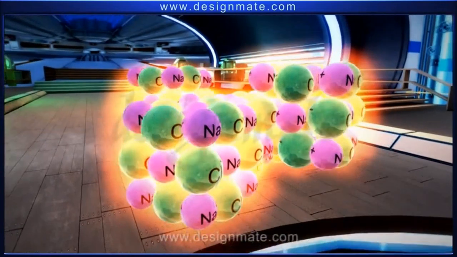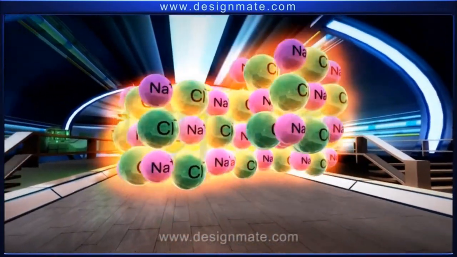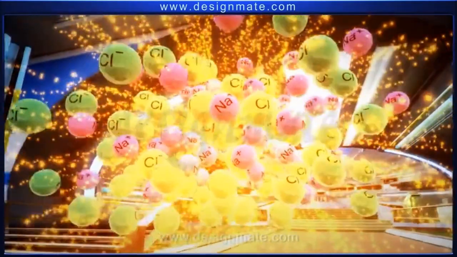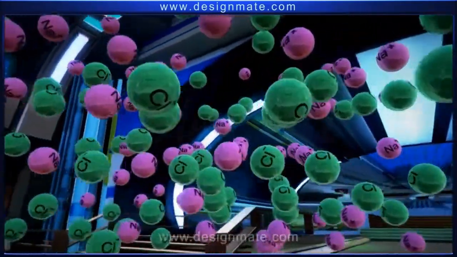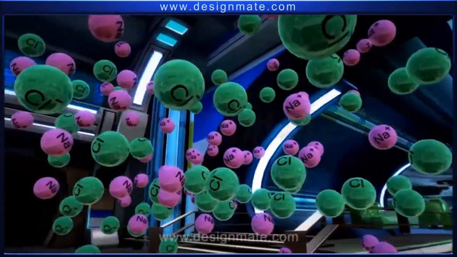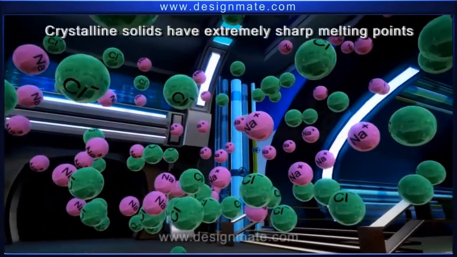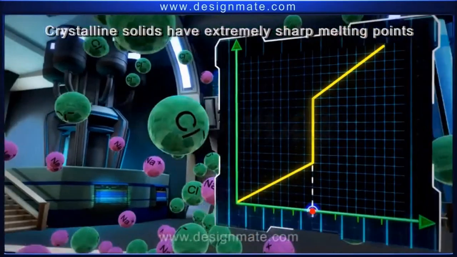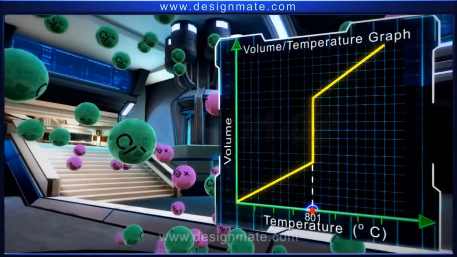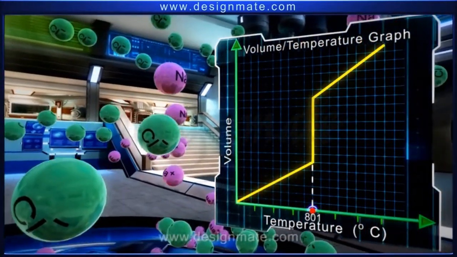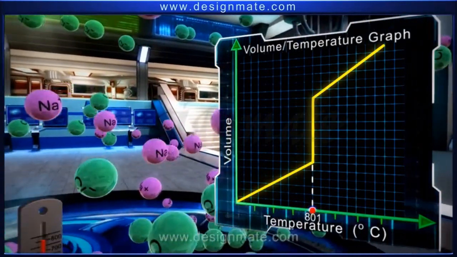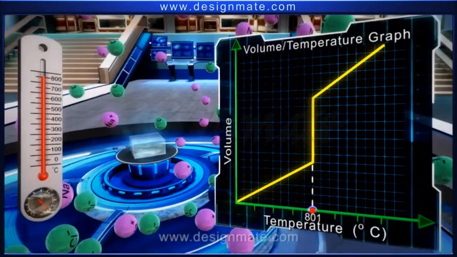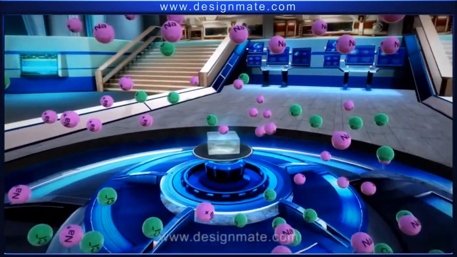Being equal in strength, the bonds between the constituent sodium and chloride ions break at the same time, and the entire solid melts at one go. In other words, crystalline solids have extremely sharp melting points. This can be verified graphically as well. Notice that the temperature remains constant at 801 degrees Celsius till all the sodium chloride melts.